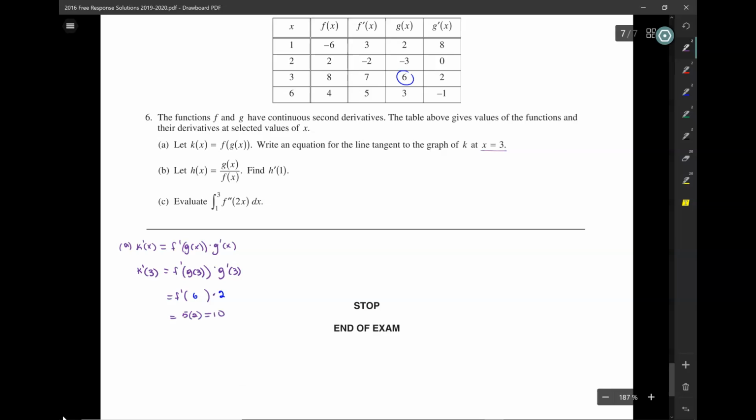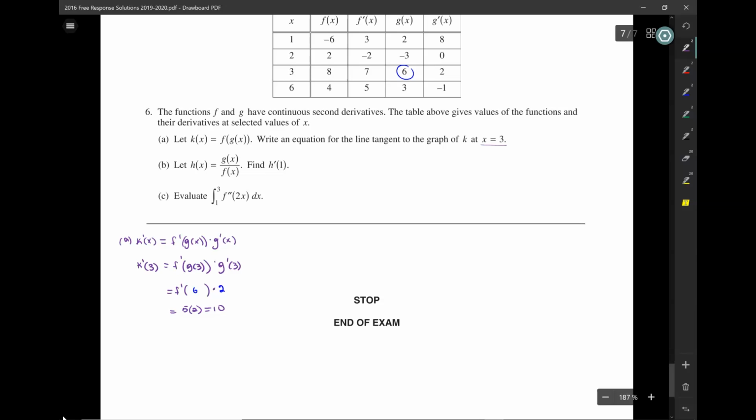That's equal to 10. Okay. But now I want K of 3, right? Because all this is happening, I have my slope, now I need my point. K of 3 is f of g of 3, and that's f of 6, and that is 4. So this is happening at (3, 4).